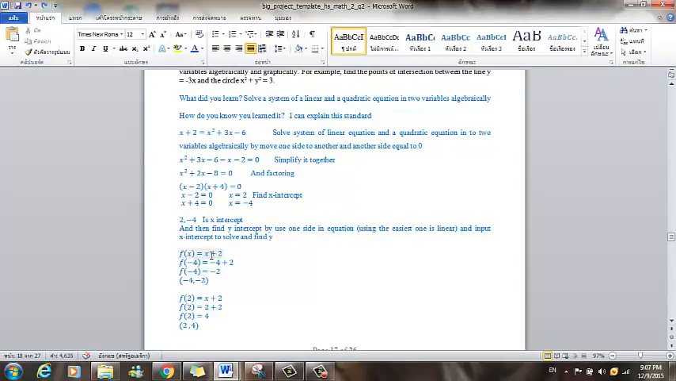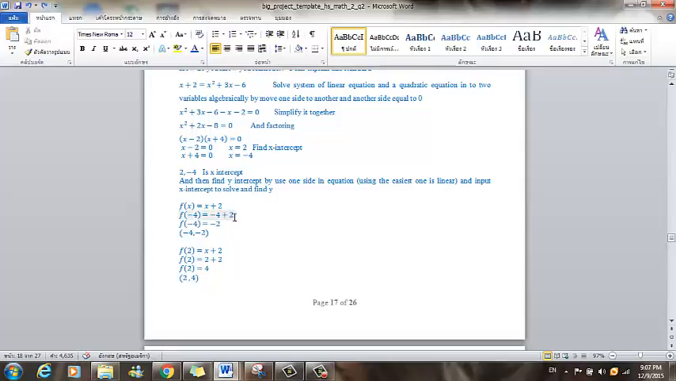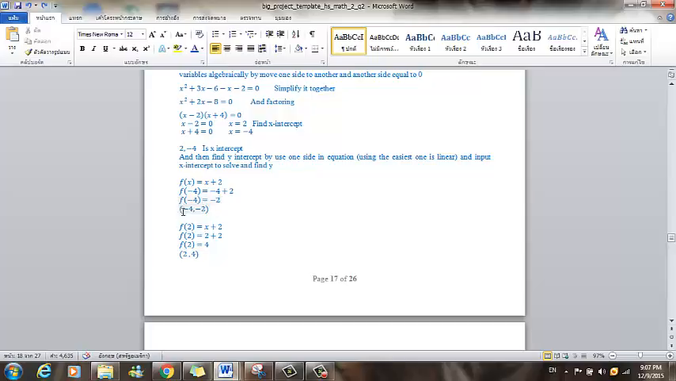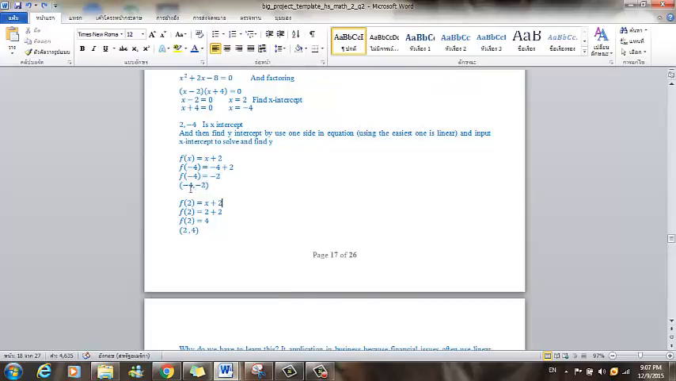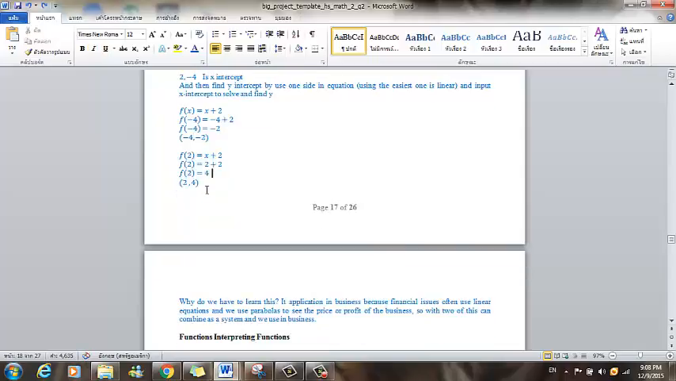We already know x, right? So x is gonna be minus 4 plus 2, which is minus 2. So now we find this point: minus 4 and minus 2. And we use 2 too. X plus 2, so it's gonna be 2 plus 2 because x is 2. And you get 4 and you will find it.